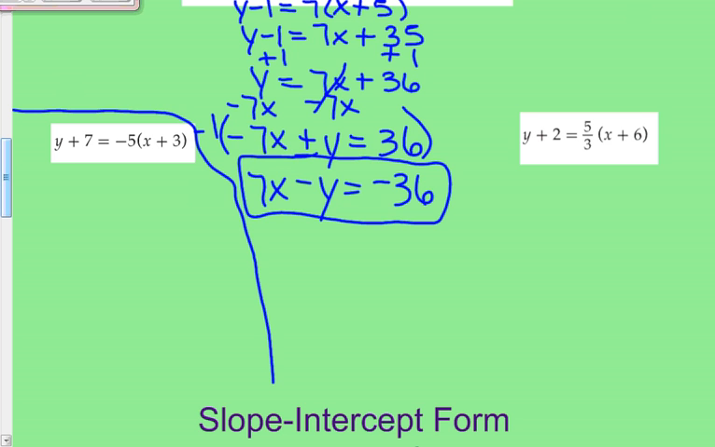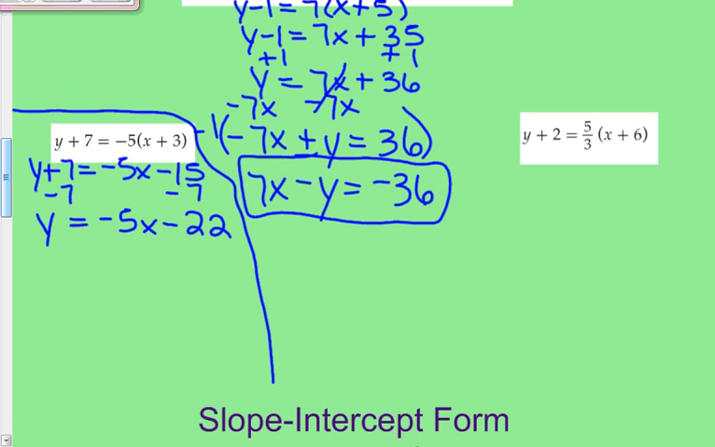Y plus 7 equals negative 5 times x plus 3. First thing is get rid of my parentheses. I'll have y plus 7 equals negative 5x minus 15. I did my distributive property. I'm going to take my 7 to the other side. So I'll have y equals negative 5x minus 22, because two negatives add to make and stay negative.